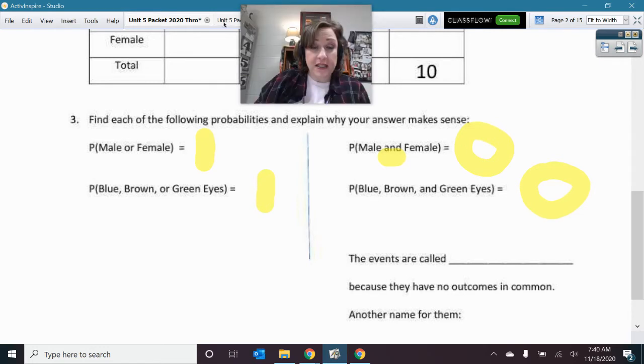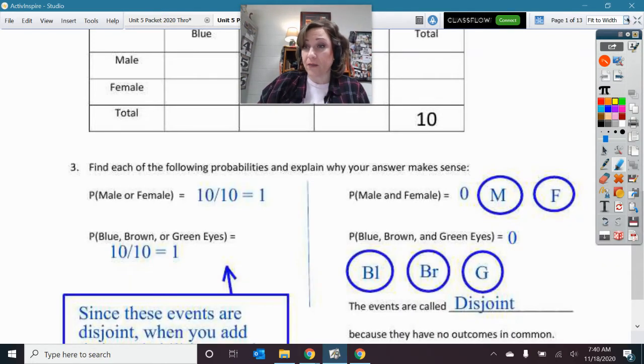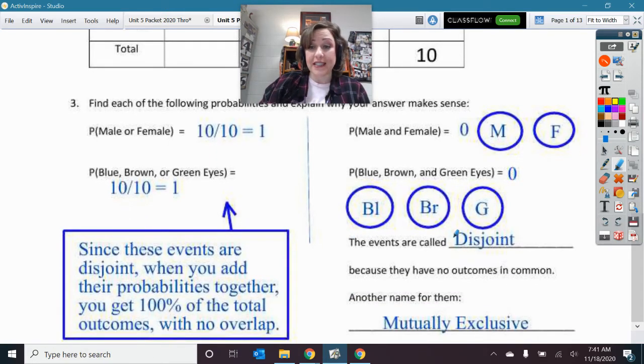Events such as these have a specific name. Here are the numbers that I put in. Male or female would be two different circles because there was no overlap between them, and same thing with blue, brown, and green: separate, not joined together circles. So we say that those events are disjoint. They are not joint like a Venn diagram looks when there's overlap. They are disjoint: no outcomes in common. That's the definition of disjoint.